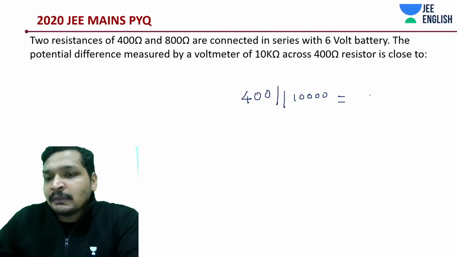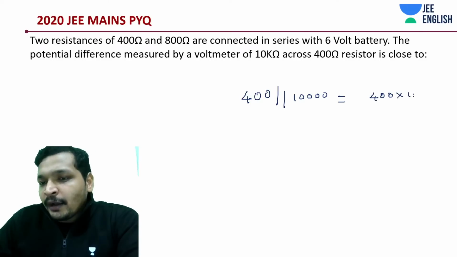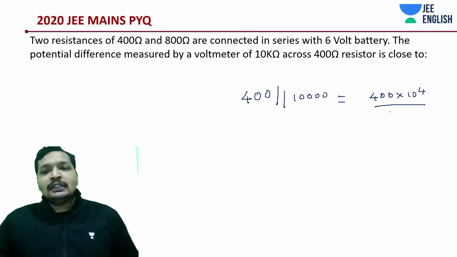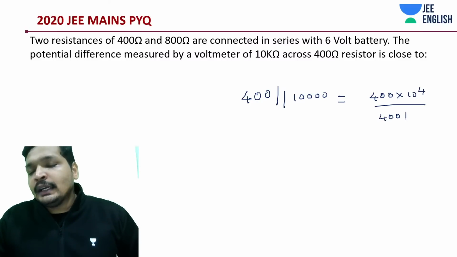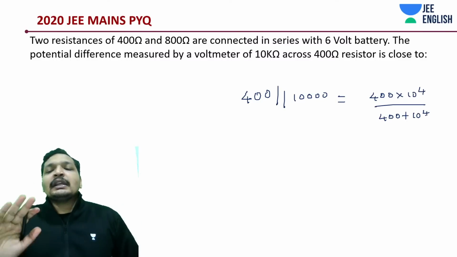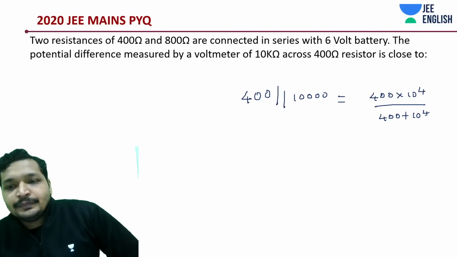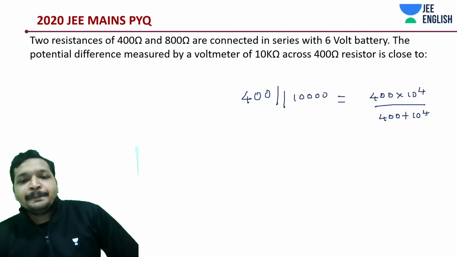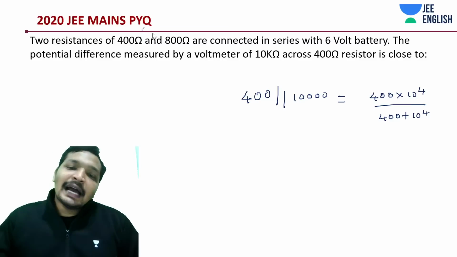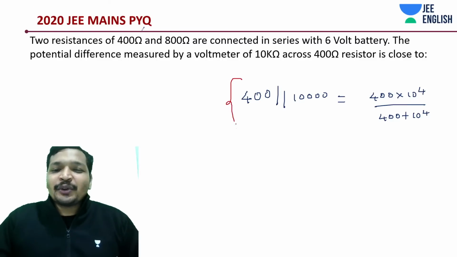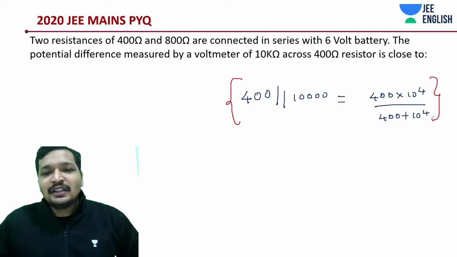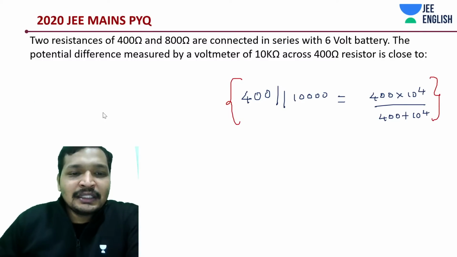You say this is nothing but 400 into 10 to the power 4, that is 10,000, divided by 400 plus 10,000. I am going to keep it as it is, students. Why? You will realize it, because this is going to make our life very easy. Trust me. So now your new circuit is going to look something like this.